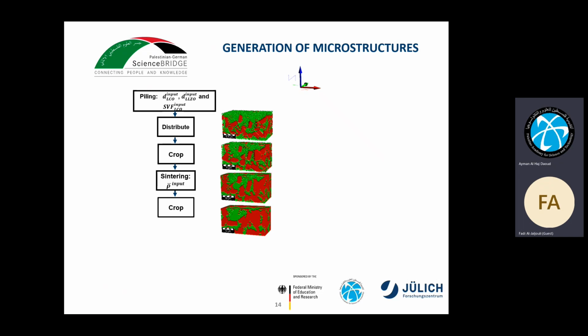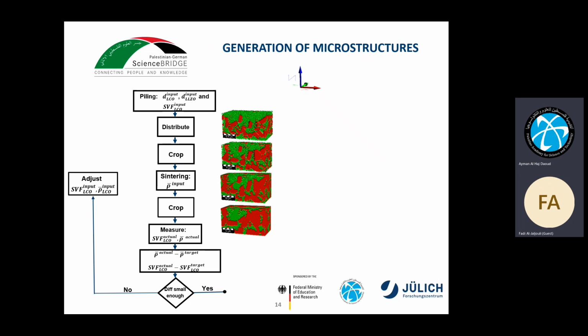Now, because we have an increase of the grain sizes during the sintering, we should first measure the actual solid volume fraction of LCO and the actual relative density, and check how far the actual ones are from the target ones, for both the relative density and the solid volume fraction of LCO. If the difference is small enough, then the procedure will stop. Otherwise, the loop is going to readjust the input values of the solid volume fraction of LCO and the relative density, and restart the process all over again.